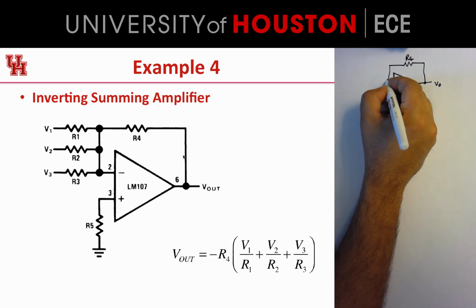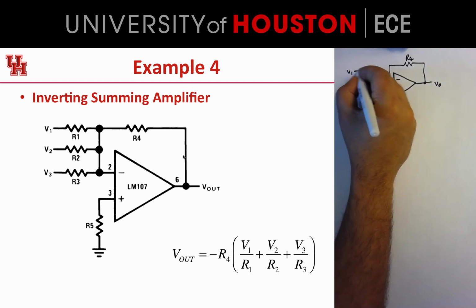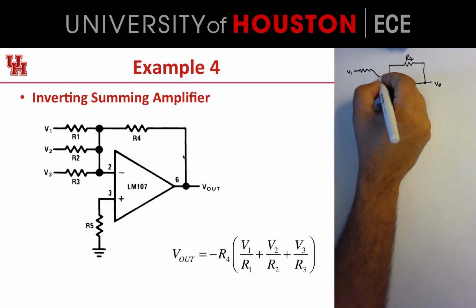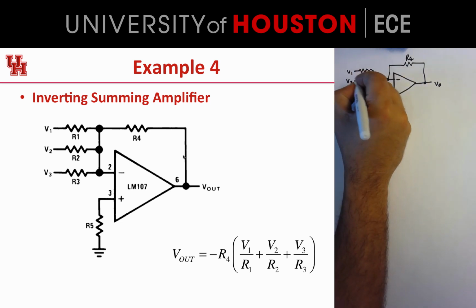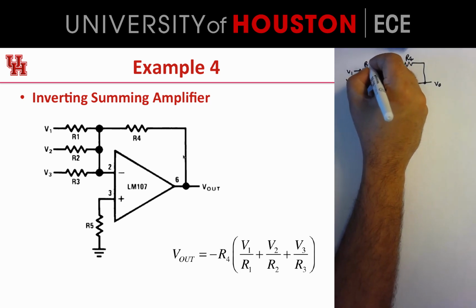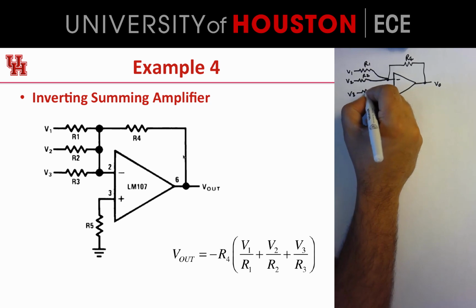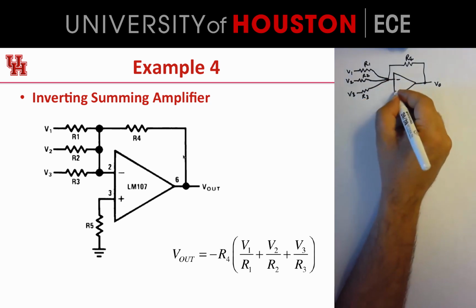Now at the input side of this, instead of just having one resistor, we got a bunch of them. So we got V1, we got V2, and each of them is connected to resistors R1 and R2, and we got voltage V3 connected to resistance R3, right? And the plus side is essentially connected to ground.